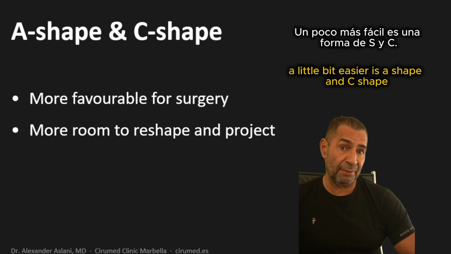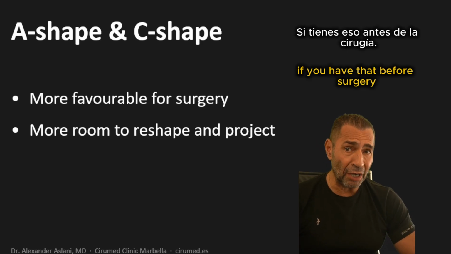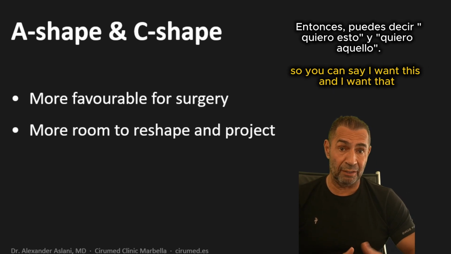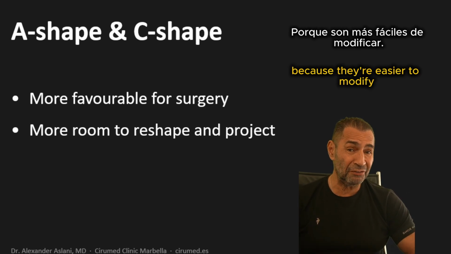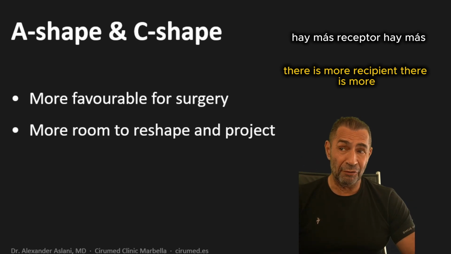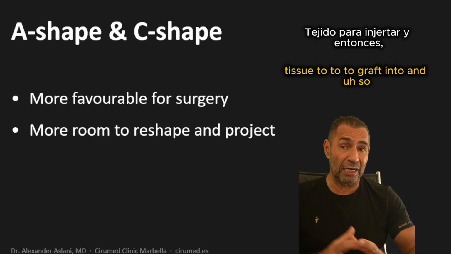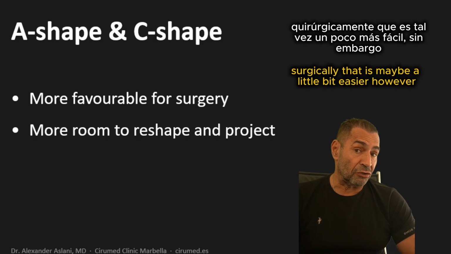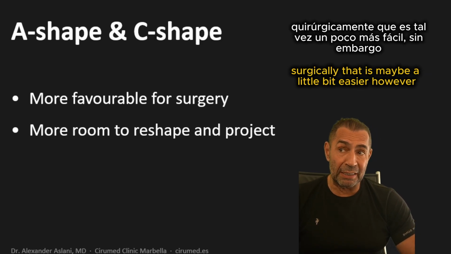Easier is A shape and C shape. If you have that before surgery, we can pretty much go with your flow. So you can say, I want this and I want that, because they're easier to modify. There is more tissue to graft into, and so surgically that is maybe a little bit easier.